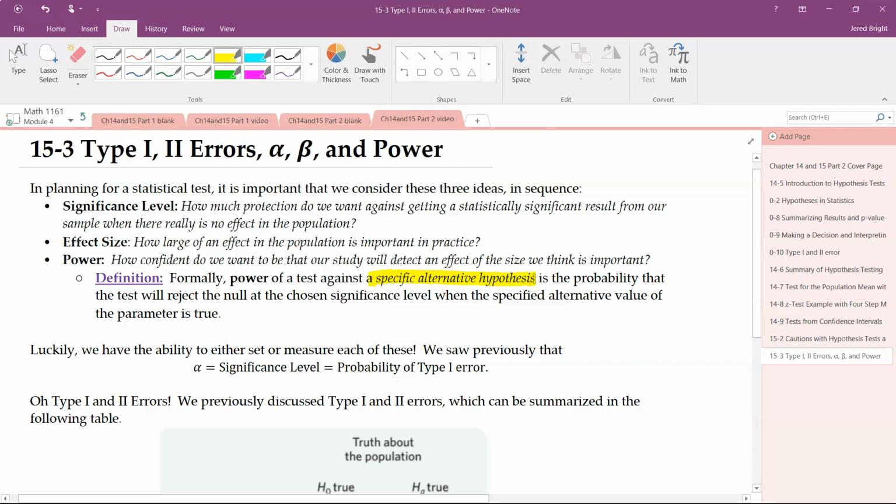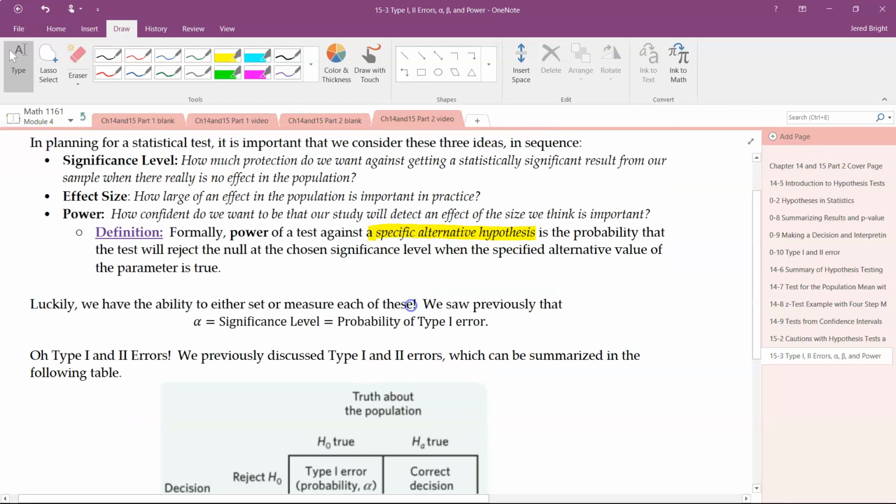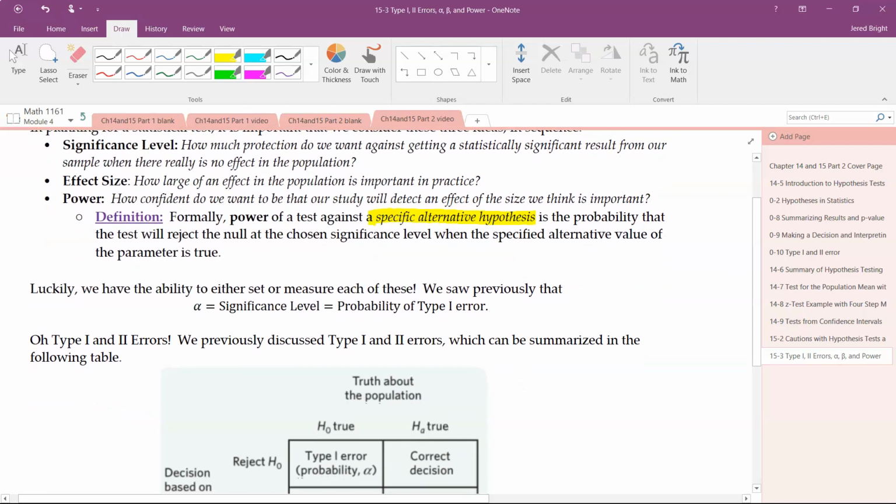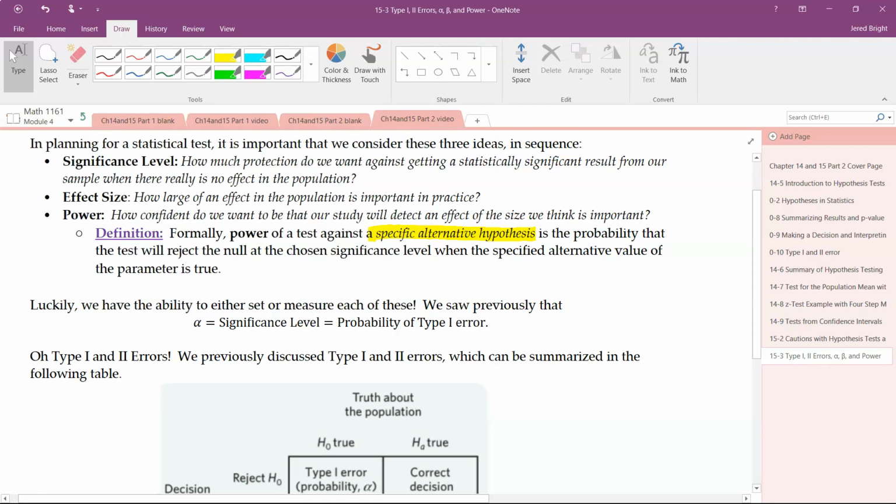So it's connected to some type of error. Before I get there, I want to remind us that when we think about significance level, we represent it by alpha. And that is also our probability of a type 1 error, and that we can set.